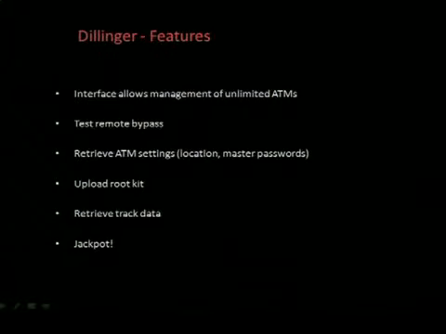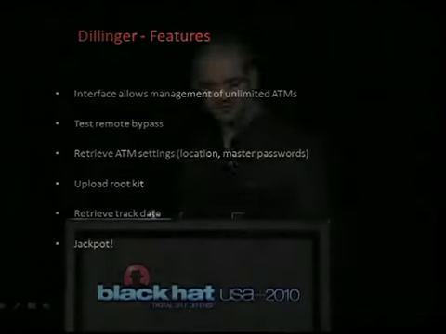idea of the location. So Dillinger can pull the ATM settings from the device, which includes all the master passwords, but it also includes receipt data. And you know when you use an ATM, at the bottom of the receipt always has the location or the name of the business. So even if it doesn't have the exact location, it'll have the name of the business.